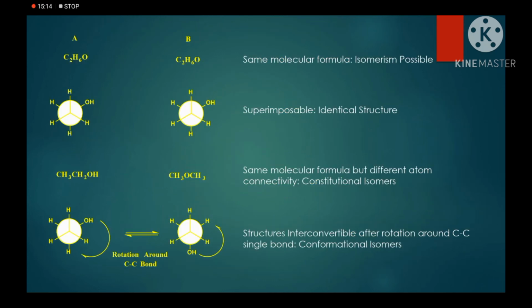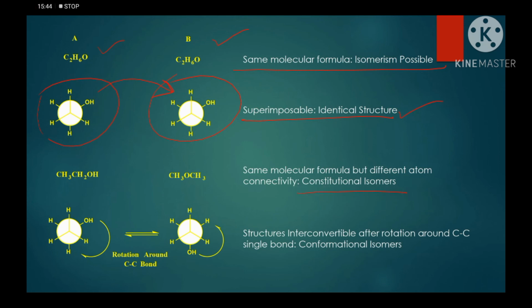I have already discussed this A and B. These two compounds have the same molecular formula, so isomerism is possible. Second point, identical structure. Yes, these two compounds are completely identical. If I overlap these two compounds, they are completely superimposable, so they are identical structures. Third point, I have already discussed this: these two compounds have different atom connectivity, so they are constitutional isomers.